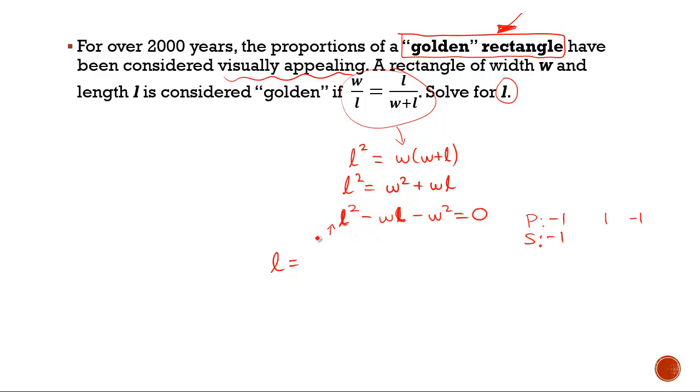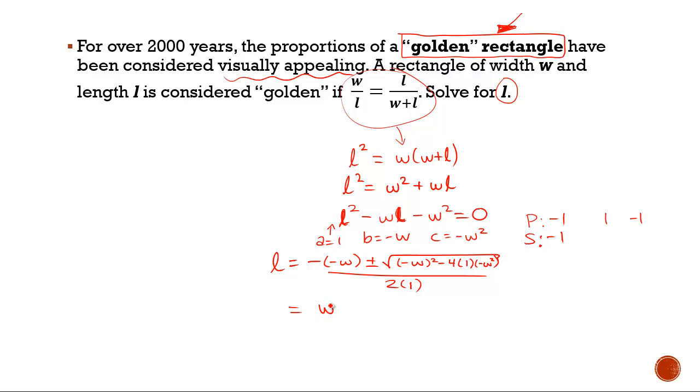So our a is 1, our b is -W, and our c is -W squared. This is in relation to L being our x. So we've got -b plus or minus the square root of b squared minus 4ac over 2a.